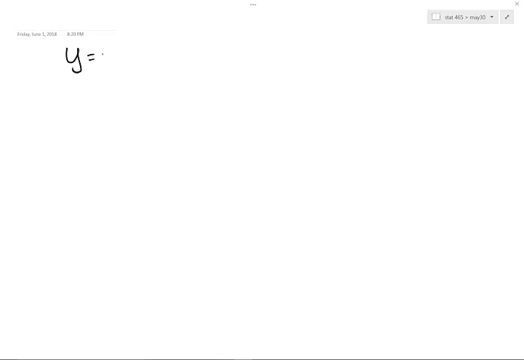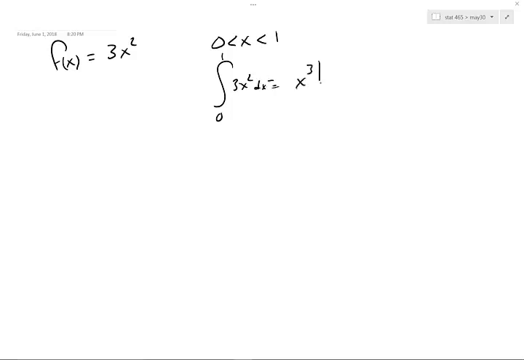So suppose you have y is equal to, we have some function rather of x that is 3x squared. And it's a PDF. Again, I always like to double check that it is, so if I integrate this from 0 to 1 of 3x squared dx, that's x cubed from 0 to 1, which is 1. So check, it is a PDF.